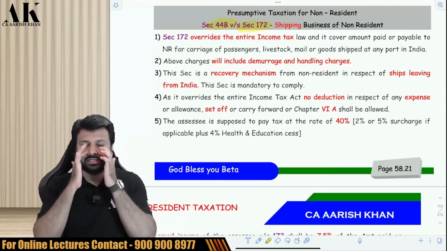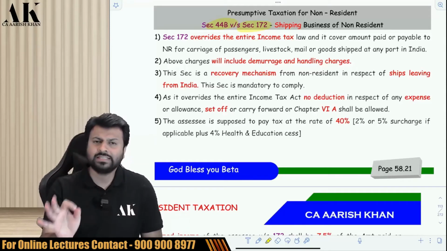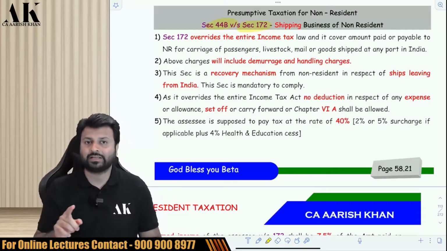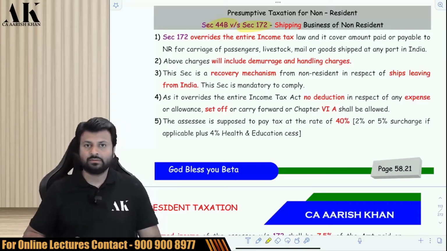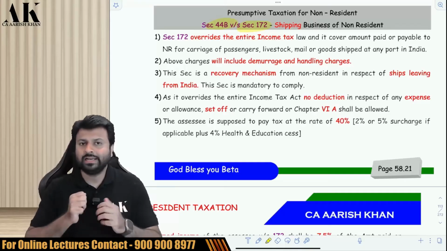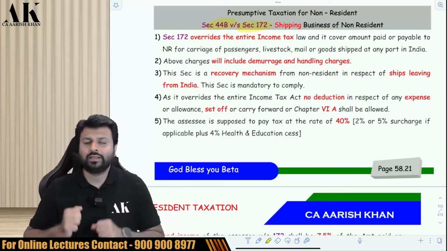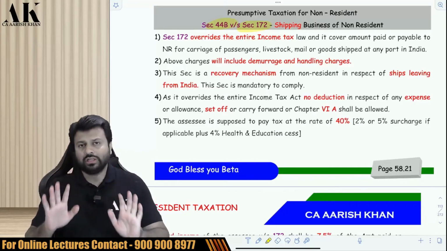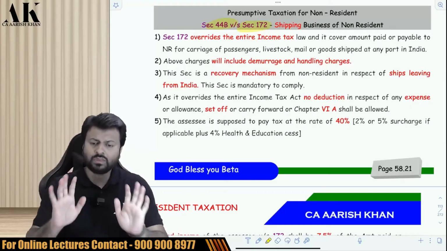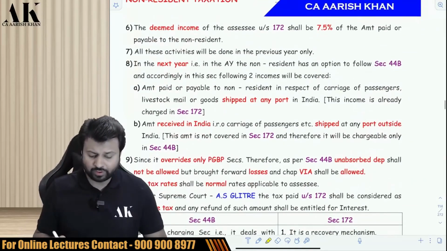Now this section is an overriding section. This section overrides the entire income tax law. Now the assessee will raise some questions. The assessee will say, why are you not giving me deductions? Why are you taking 40% tax from me? So now there is a proper provision for you. Don't worry. Next year you have an option.